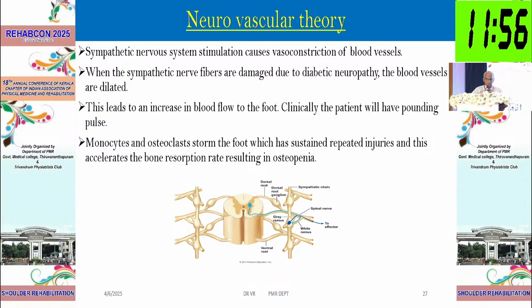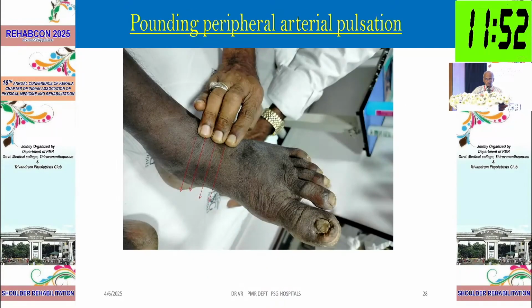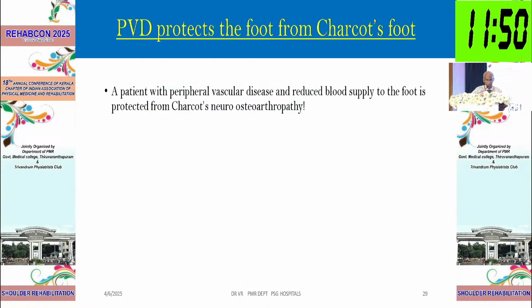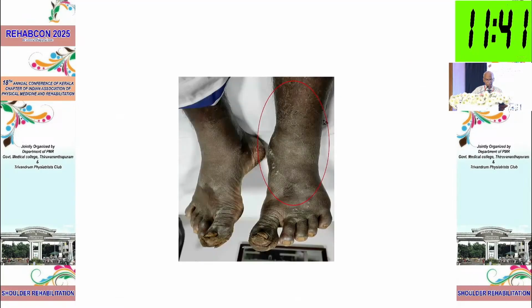So the smooth muscles are relaxed. There will be vasodilatation. The pulse will be pounding in the dorsalis pedis artery. So a patient with peripheral vascular disease or peripheral arterial disease is protected from developing Charcot's arthroneuropathy. So I have explained why this patient presents with unilateral swelling of the foot because of the pro-inflammatory cytokines.